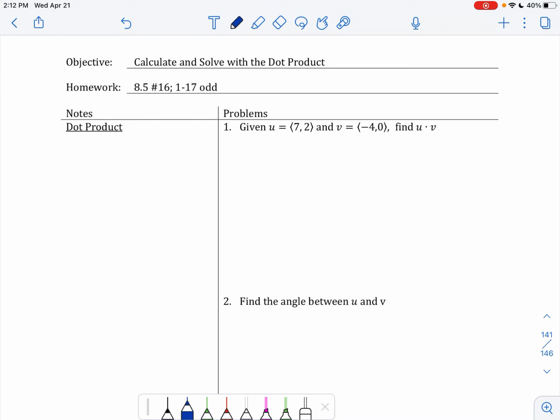So get yourself ready for notes, and I'm going to draw two vectors. Again, we're going to use V and U. And as I said, the dot product is really helpful because it finds the angle in between them. So I'm going to define V as x2, y2, and U as x1, y1.